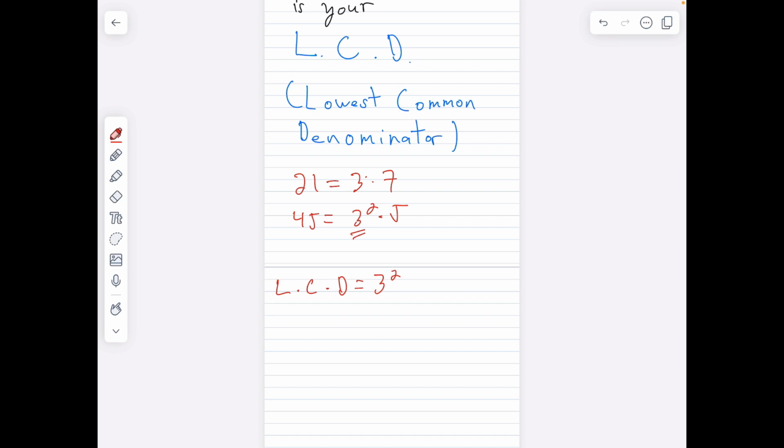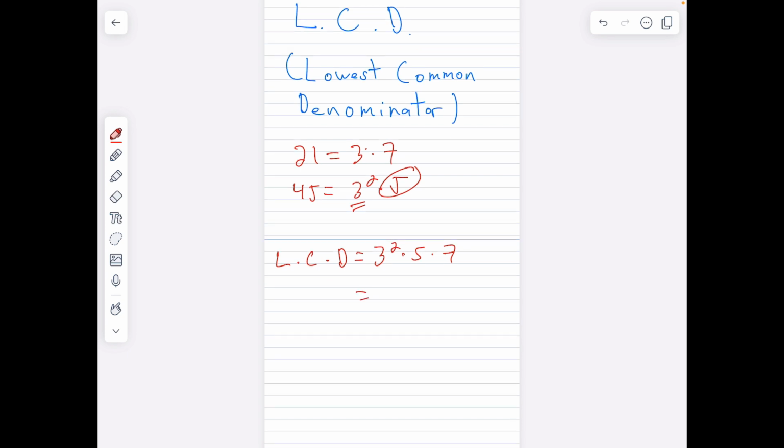And then you go to your next number here, which is 5. What's the largest group of 5's? Well, you just have one 5. And then finally, what's the largest group of 7's? You only have one 7, so that just stays. So your LCD here is 3 squared times 5 times 7, which would come out to 3 squared, that's 9, times 5, 45, times 7. And 45 times 7 here is equal to 315. Okay? So we're going to have 315 as my LCD.